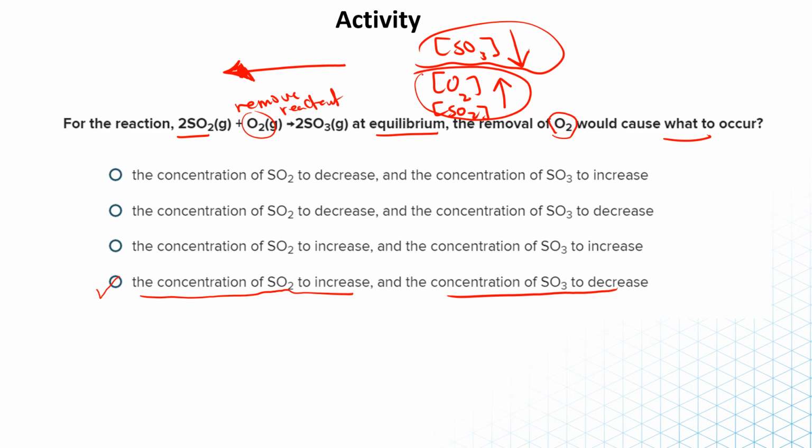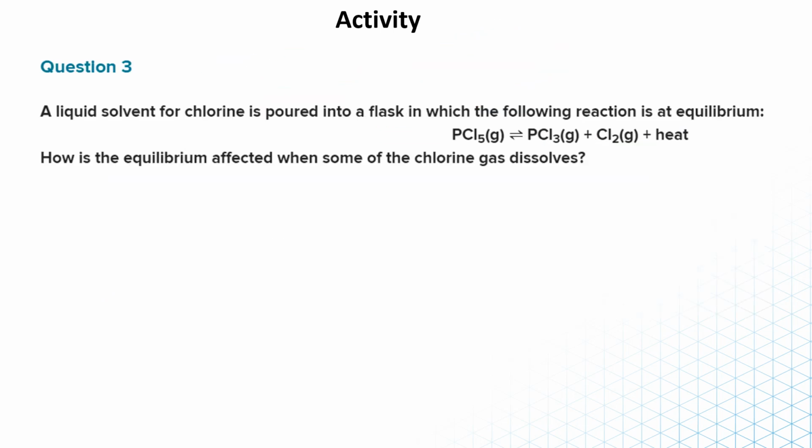Okay? يعني هذا قاعد يقول لك شو الريزلتس أو شو ناتج لما equilibrium shifts to the left, what will happen. Okay? Alright. A liquid solvent for chlorine is poured into a flask in which the following reaction is at equilibrium. This is the reaction. Is this exothermic or endothermic? الهيت موجودة في النواتج, it is exothermic. How is the equilibrium affected when some of chlorine gas dissolves?